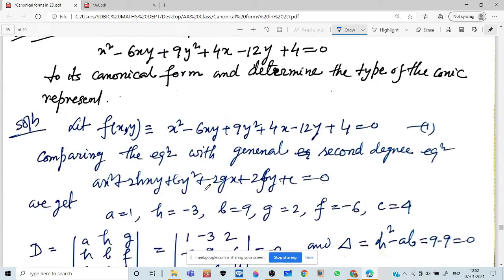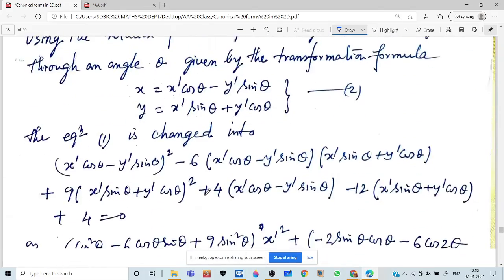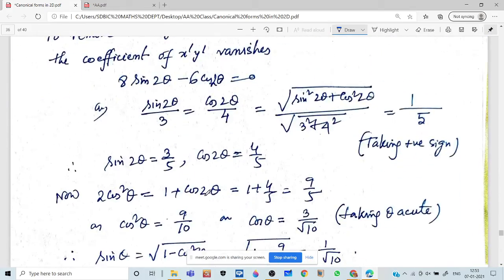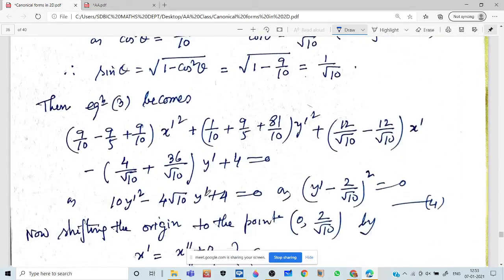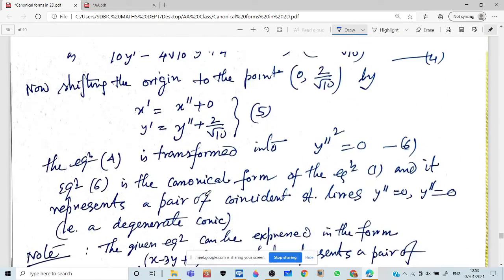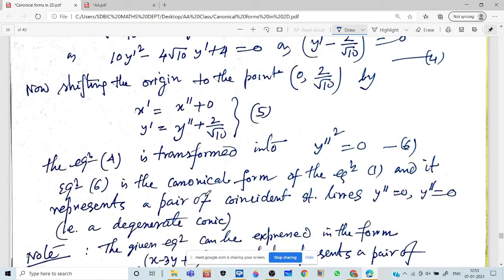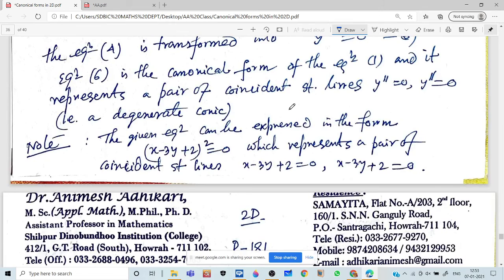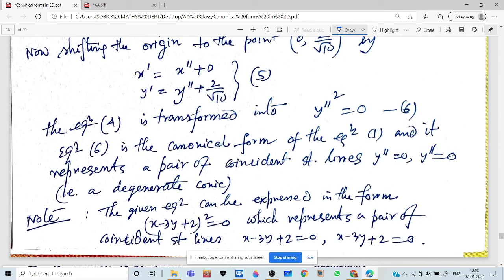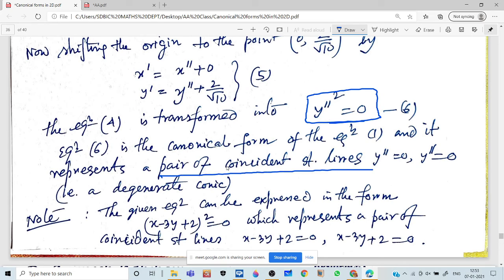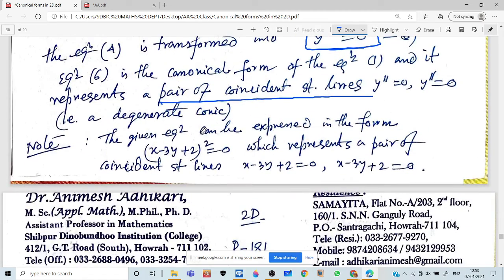And to reduce to canonical form and find the type of the conic, use sin theta and cos theta, put in these values, and then apply the translation by this formula, and get the result. Finally, you get the canonical form y double dash square equal to 0, which represents a pair of coincident straight lines, y double dash equal to 0.